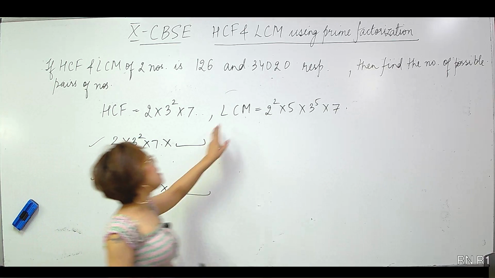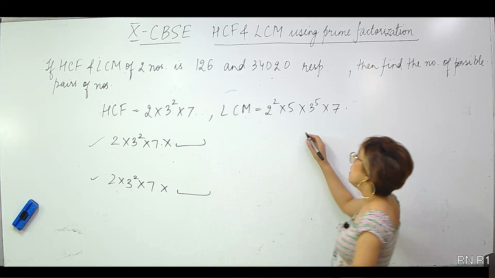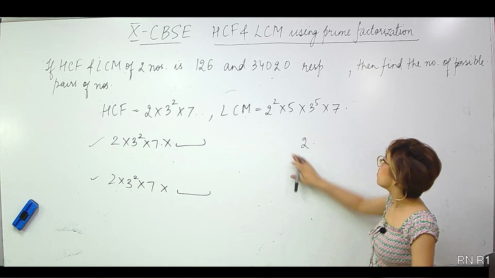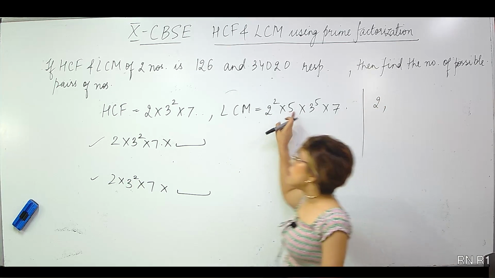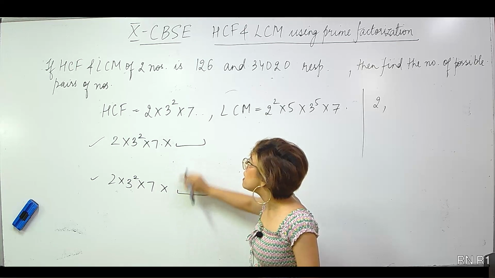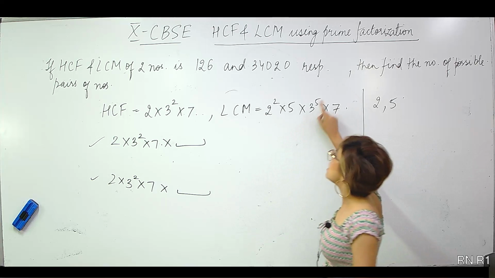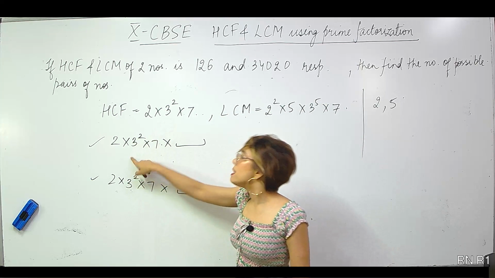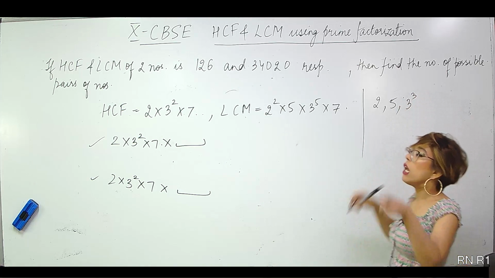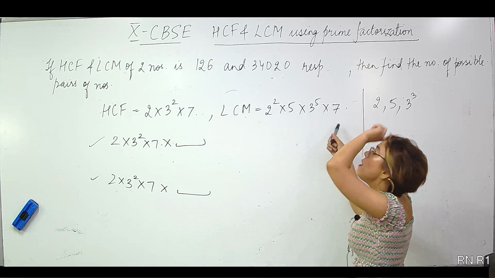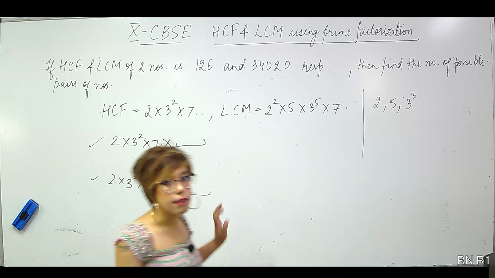Now mind it, the LCM has 2 square. So that means in either of these two numbers, I need to put in an extra factor of 2. Then the LCM has 5. That means in one of these numbers, I need to put in 5 as well. So 5 is an extra factor. Then the LCM has 3 raised to 5. I already have 3 square, so I need to add just 3 cube, or you can say 3 into 3 into 3. Then 7 is there. Now 7 is already present, that means I do not need to put 7 in anywhere.